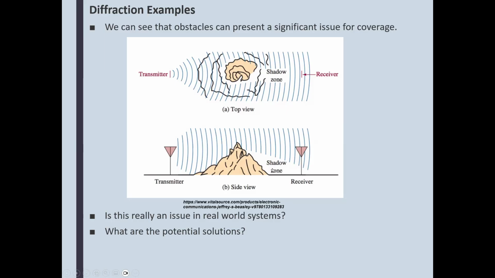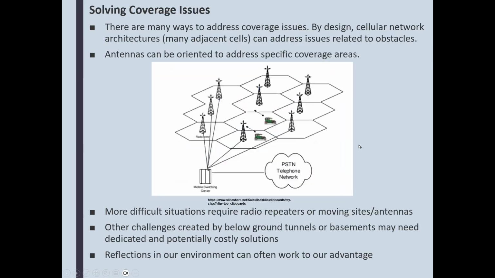You need to be able to receive those waves for whatever reason. Right? What are the potential solutions? Well, one way would be to make this antenna higher. If you're going to have line of sight and make this antenna higher, well, height can do that. There are some other solutions.